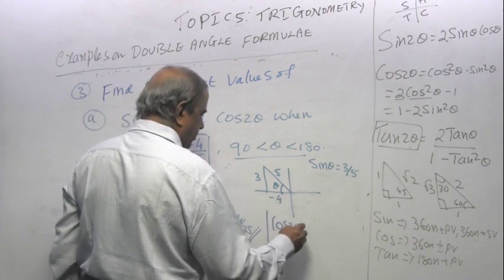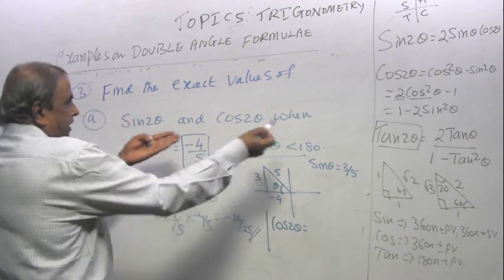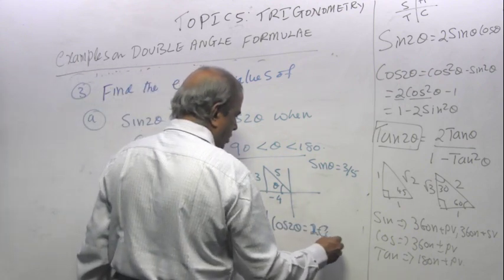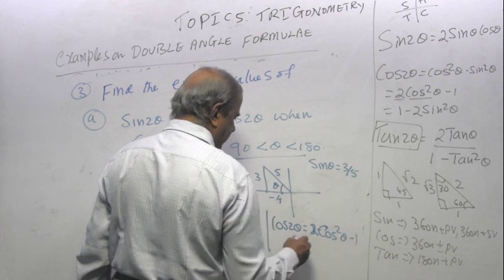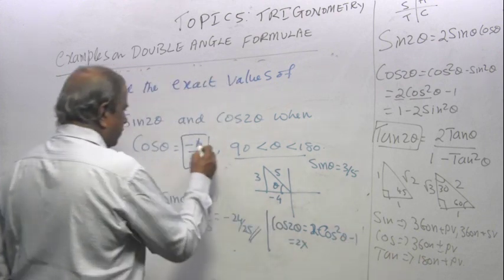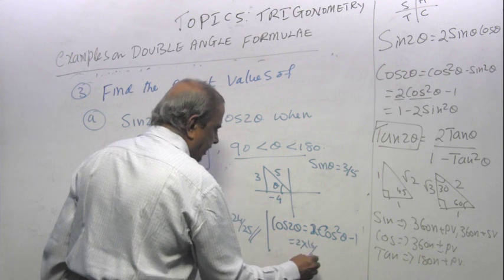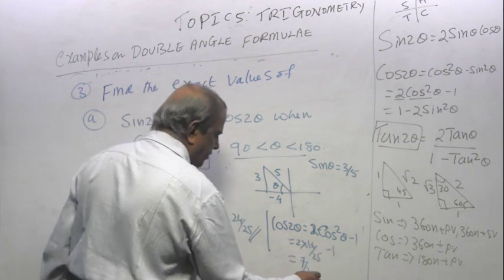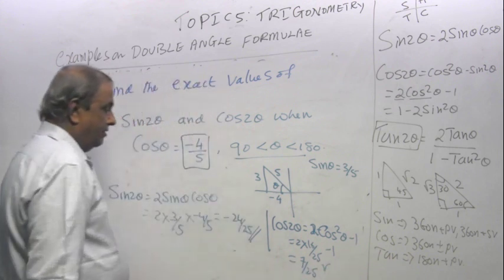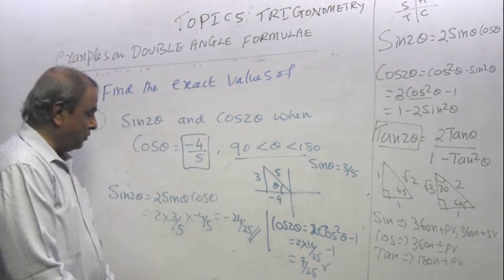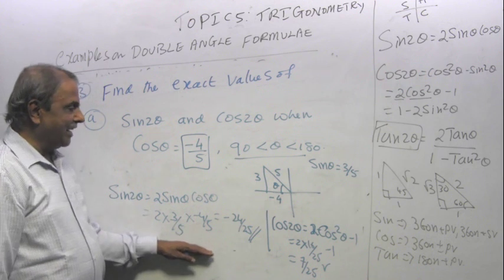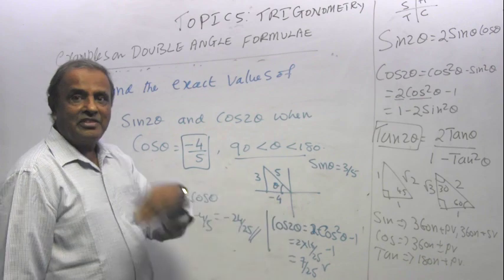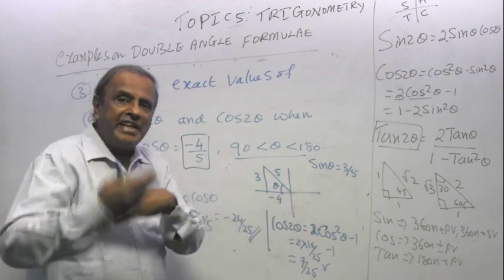Cos 2 theta equals 2 cos squared theta minus 1. So 2 times, when you square this, I get 16 over 25, minus 1. So that is 7 over 25, which is positive. So cos 2 theta is positive, sin 2 theta is negative, so you can conclude 2 theta will be here. I want you to start thinking along those lines.